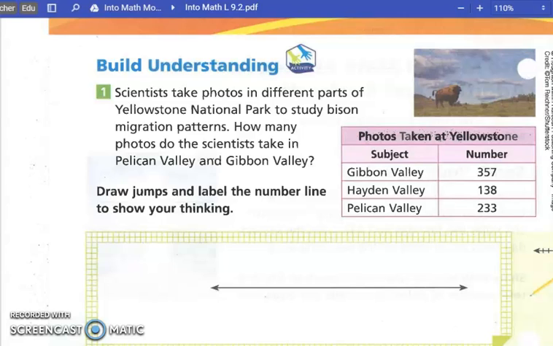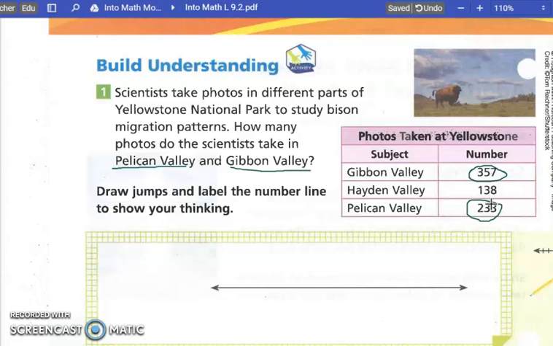Well, let's look at these number lines first. Or these numbers. We have 357, 138, and 233. But they're only asking us about what? They're only asking us about Pelican Valley and Gibbon Valley. Everybody underline that. Then go over into the table and circle those two numbers, those are the numbers. And it says how many photographs did they take.